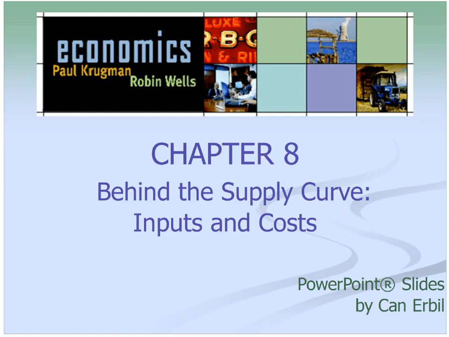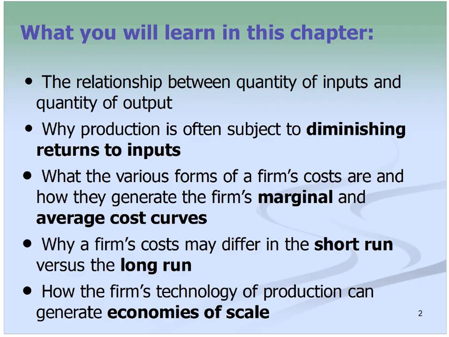We'll look at what goes into the supply curve, the inputs. We'll also look at what is created as a result, the outputs, and how that contributes to what we call diminishing returns. We've talked about diminishing marginal utility. In this case, we're looking at diminishing returns based on those inputs.